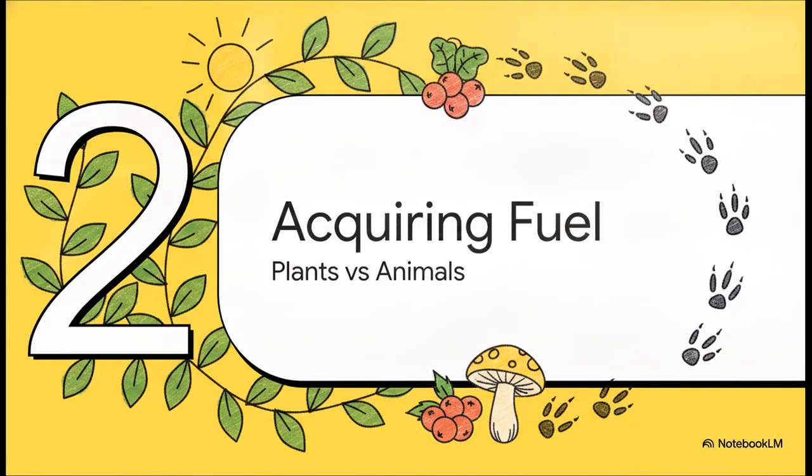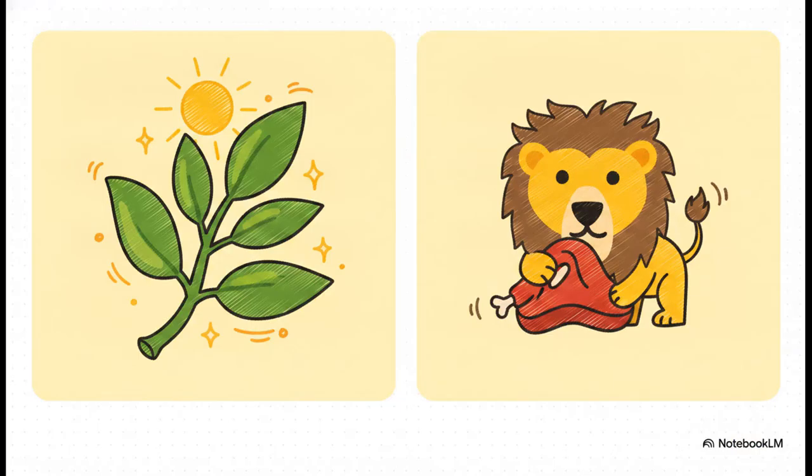Moving right along to Section 2, acquiring fuel across species. This is where we look at the big divide between how plants and animals actually get the fuel their metabolism needs. This right here is the ultimate compare and contrast concept. In one corner, you've got autotrophic nutrition. That's plants creating their own food using photosynthesis. In the other corner, heterotrophic nutrition. Animals that absolutely must consume other organisms for food. It's basically the makers versus the takers.